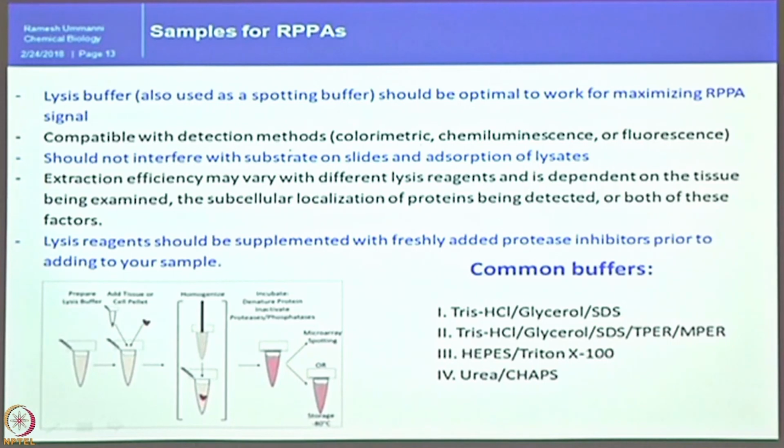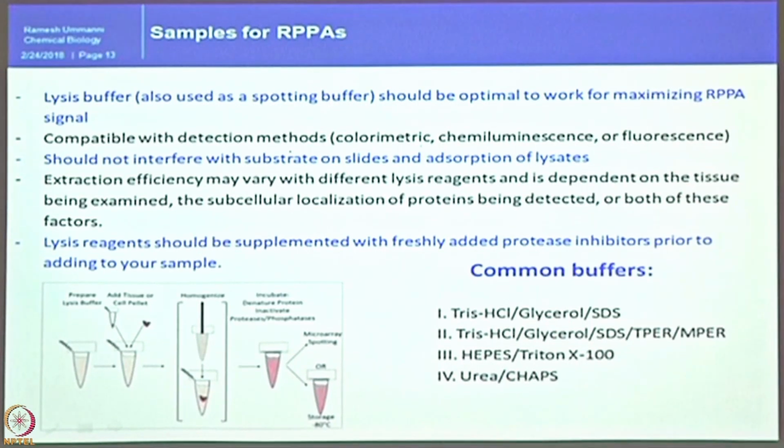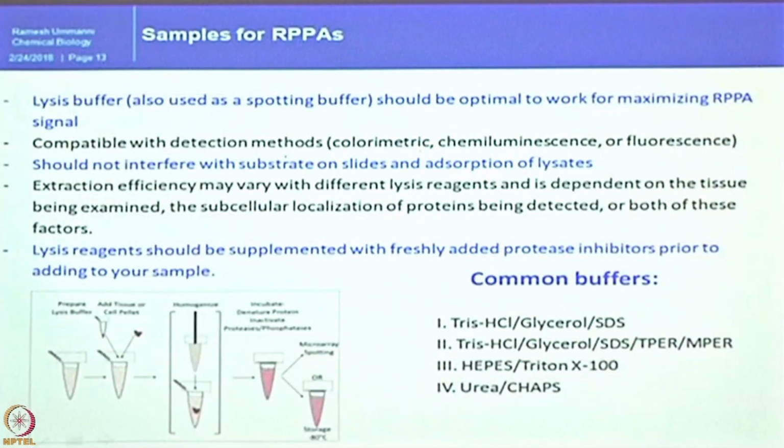This critical point basically highlights what kind of buffer can be chosen. Not all proteins in all samples can be solubilized by a single buffer. This is a major limitation in the array approach. The lysis buffer should be optimal to maximize the RPPA signal. It should not interfere with the visualization of signals using any labeling system you follow, either secondary antibodies like IR labeling, HRP label or alkaline phosphatase label, or directly Cy3 or Cy5 label. And it should be compatible with detection methods like colorimetric, immunoluminescence and fluorescence methods.